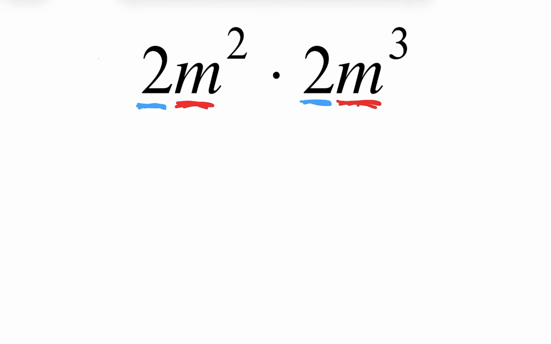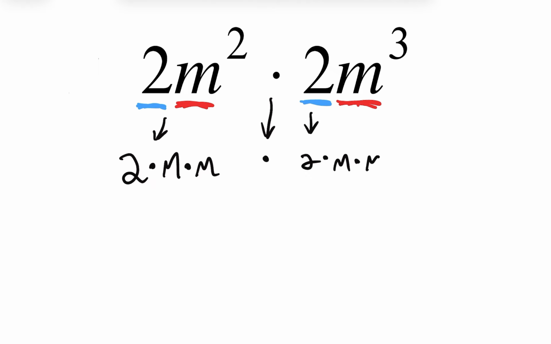2m squared times 2m squared. Let's just piece it all together. Let's separate the pieces of the puzzle. This is 2 times m, right? We have our multiplication symbol in the middle, times 2 times m times m times m, right? This is your m cubed.